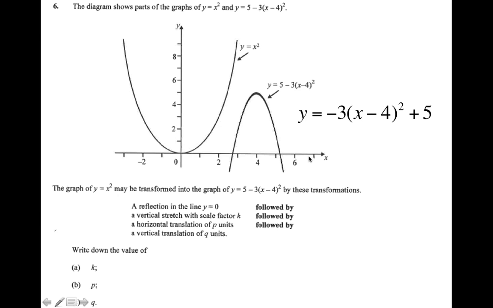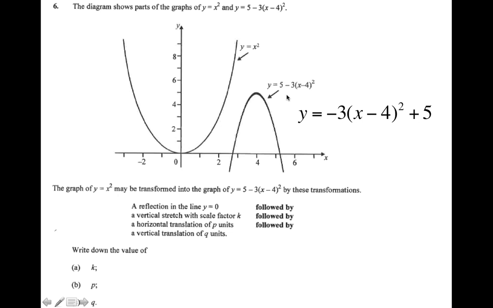All right. Finally, there's a vertical translation of q units. So vertically means up and down. All right, now you look at this parabola, and you're like, well, how much did it move up? It went 1, 2, 3, 4, 5. To get to here, it moves up 5. So imagine it flipping first, then being stretched, and then moving like this, moving like this, and it ends up here.